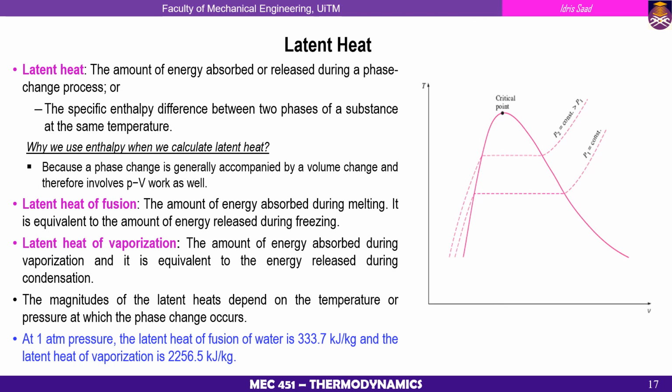In order to understand this, we need to refer back to our property diagram, whether the TV diagram or the PV diagram. As you can see on this TV diagram for example, during the phase change process from saturated liquid to saturated vapor, the pressure and temperature are both constant. But at this time, we are actually continuously giving heat energy to that particular water.